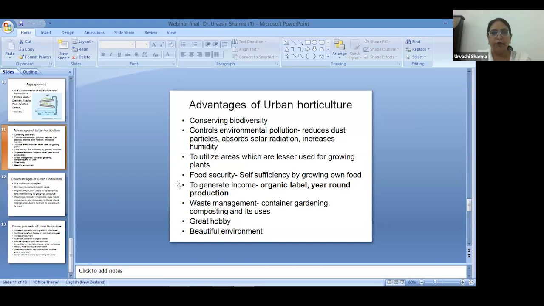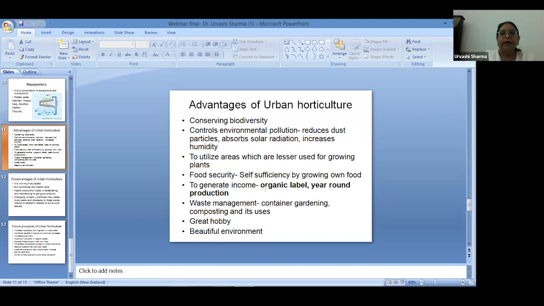It provides food security, like self-sufficiency. We can grow our own food. We can teach our children to grow their own food, and we don't need to rely much on other sources. And it also helps to generate income or a side income. We can grow organic plants, get organic labels, and sell them to the market at a much higher price. And we can have year-round production because we have controlled setups for the environment, like the proper amount of nutrients, pH of the medium, temperature, and carbon dioxide required for the plants.